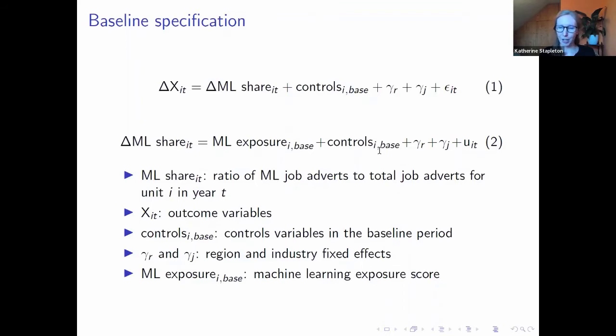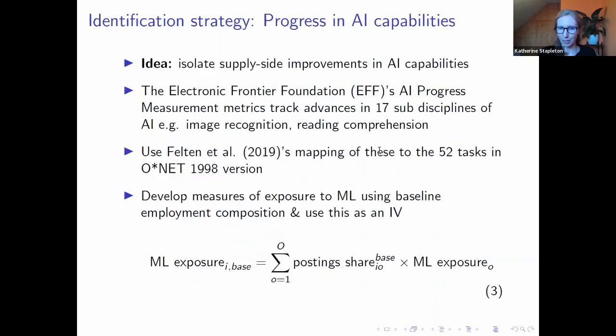Obviously, this is not exogenous. There are many reasons why there are both common shocks and probably reverse causality between services offshoring and the demand for machine learning. So my identification strategy is a classic Arctic style strategy, looking at firm, region, industry base level exposure to exogenous, hopefully technology supply side driven advances in the capabilities of AI.